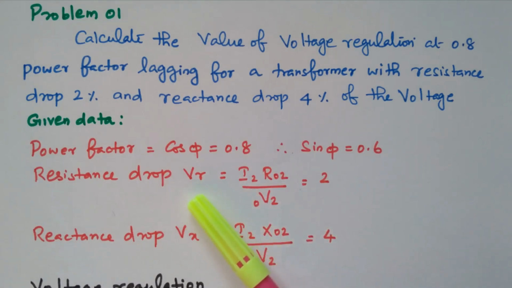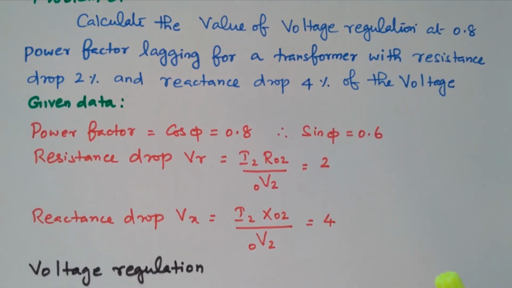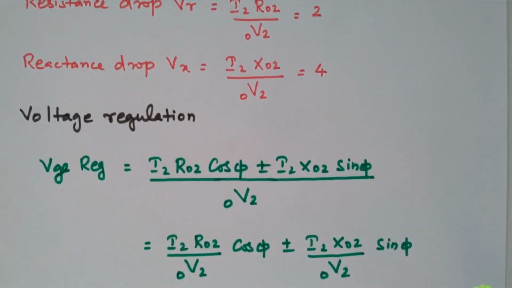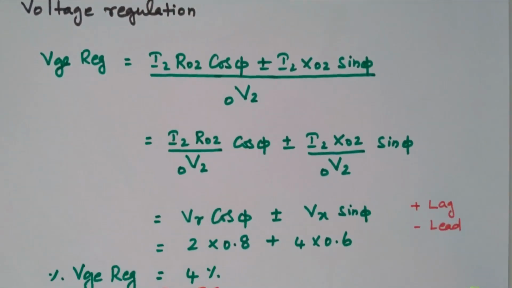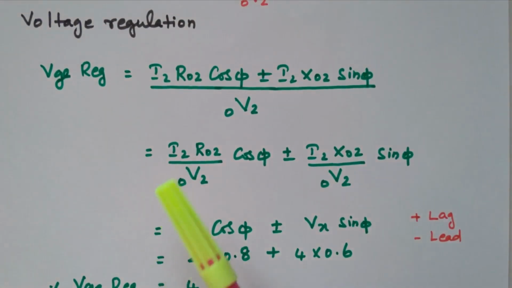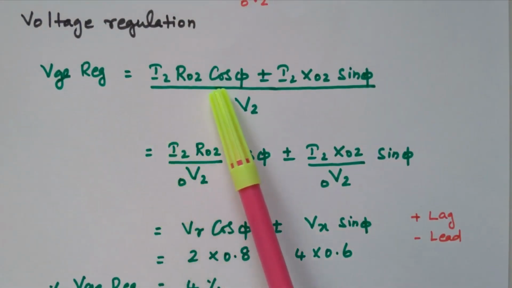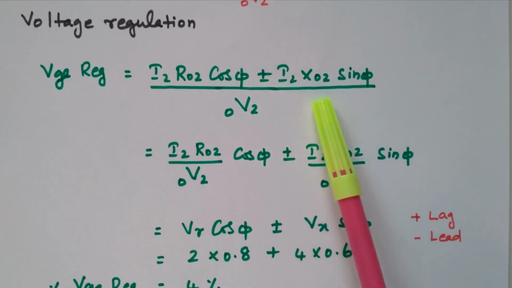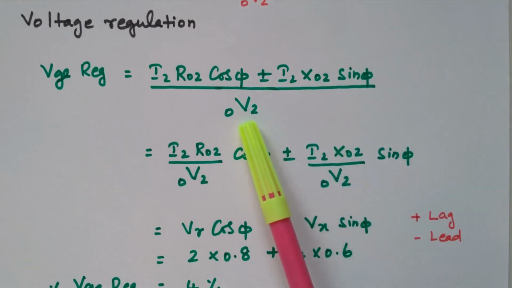So the resistive drop VR is nothing but I2 R02 divided by secondary terminal voltage, that is equal to no load secondary voltage, that is equal to 2. Similarly, the reactance drop Vx is nothing but I2 X02 divided by secondary no load voltage, which is given as 4%. So these are all the data given. From that we need to find the voltage regulation. The voltage regulation formula is I2 R02 cos phi plus or minus I2 X02 sin phi divided by no load secondary voltage.